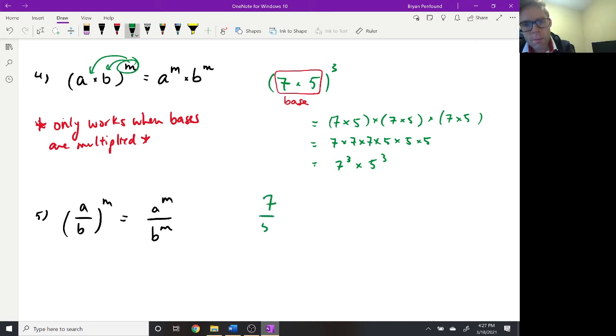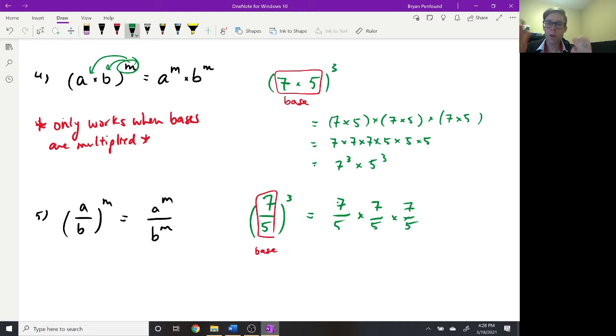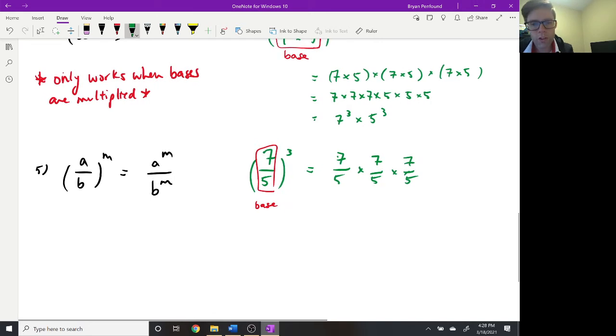So let's just swap up our numerical example a little bit, and we'll write 7 over 5 all to the power of 3. And so what happens in this case, if I interpret 7 over 5 as the base, then the power of 3 is telling me to multiply this base 3 times. Okay, and multiplying these fractions out, I'm going to multiply all the numerators, I'm going to multiply all the denominators together.